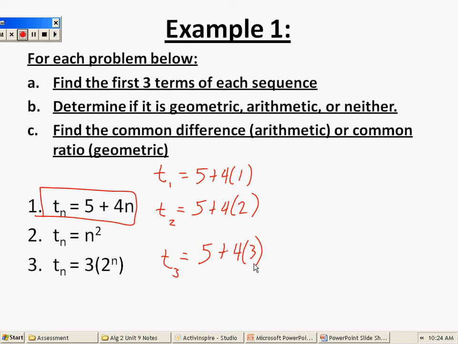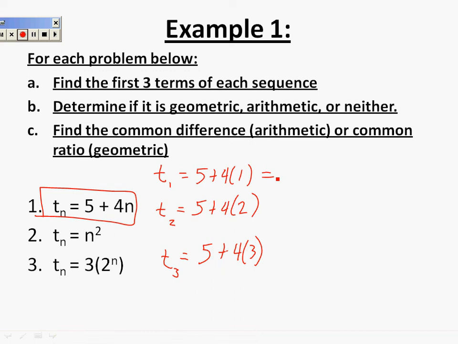4 times 1 is 4. That's what we do first, and then you add the 5, which is 9. The next one, 4 times 2 is 8 plus 5 is 13. And then 4 times 3 is 12 plus 5 is 17. All right, so that's part A. Part A is done. I found the first 3 terms, 9, 13, and 17.